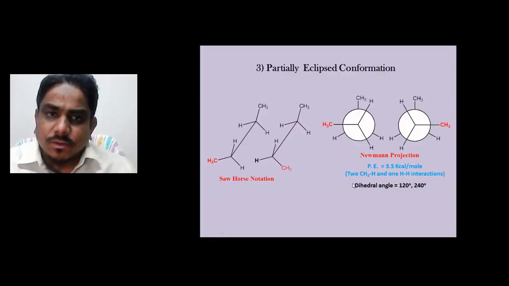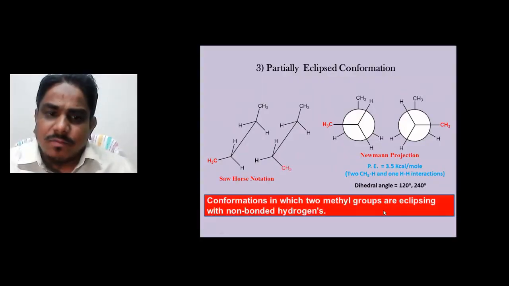So we can define the conformation of n-butane in which two methyl groups are eclipsing with non-bonded hydrogen as the partially eclipsed conformation. This partially eclipsed conformation is observed at 120 degrees and 240 degrees. The potential energy of this conformation is 3.5 kilocalorie per mole.